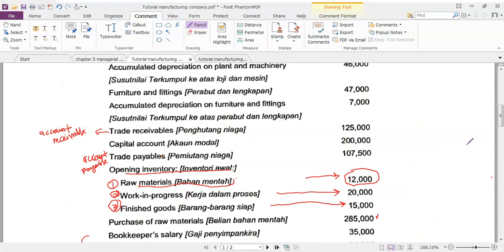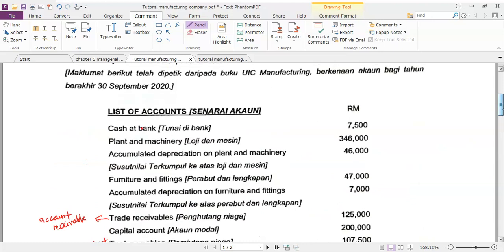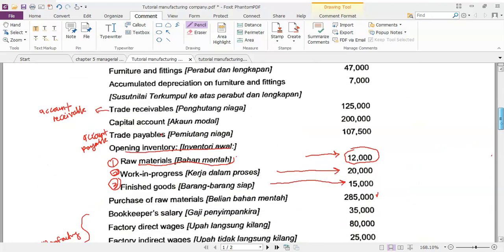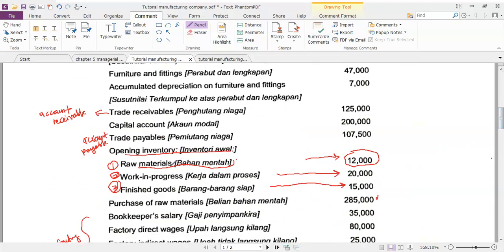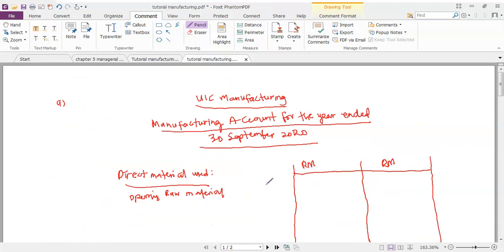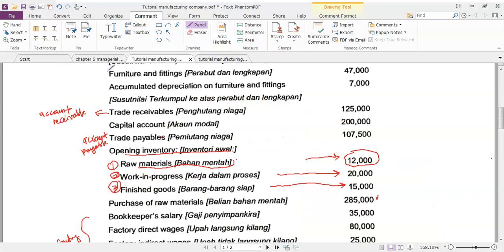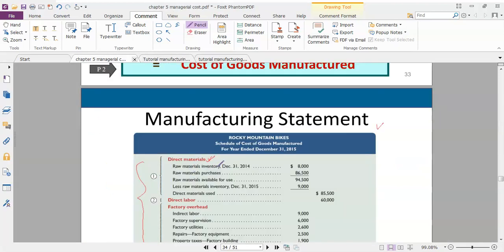The value we got is from the list of accounts given in the question. Given in the question is opening inventory for raw materials 12,000. So we put the opening raw material 12,000. You put in the first column RM 12,000.